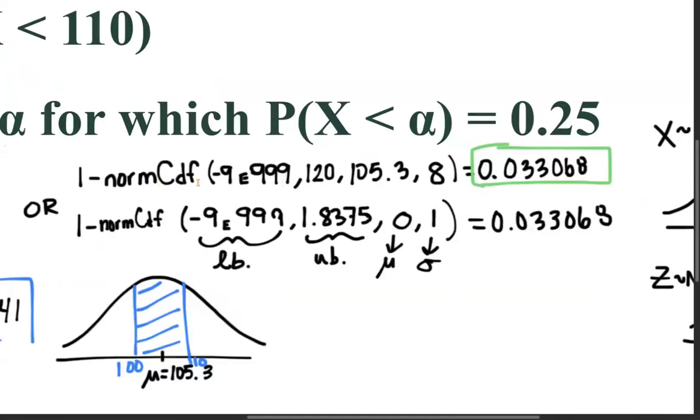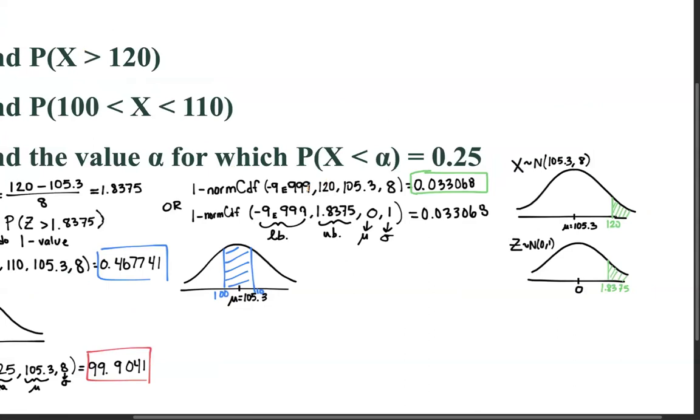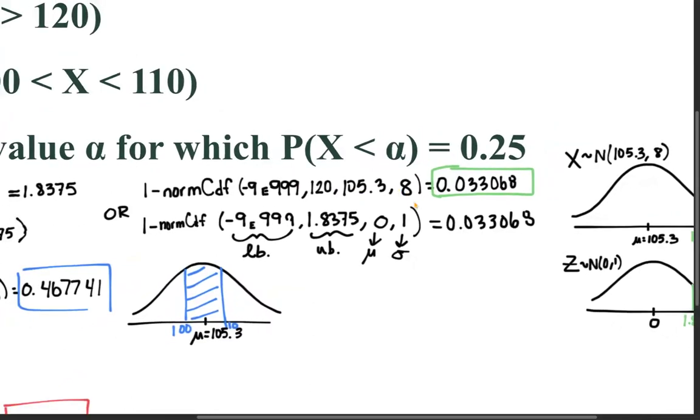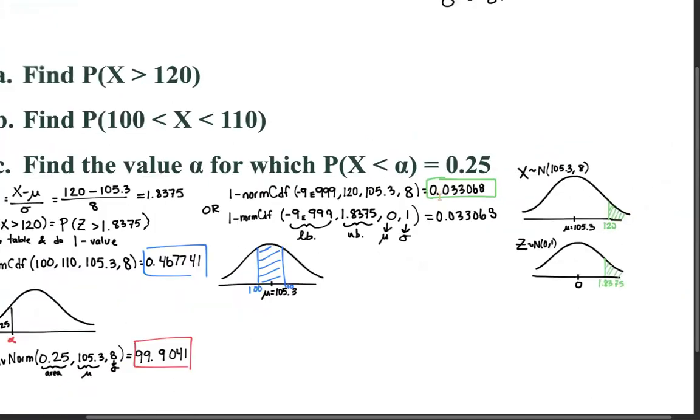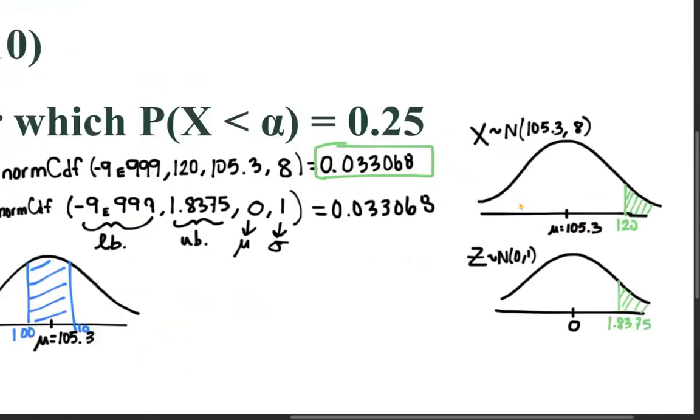Then the upper bound would be 120. And then we would have the mean, which is 105.3, and the standard deviation of 8. That gives you 0.033068. So you would do 1 minus this value. The reason you do 1 minus that value is because it works from left to right, giving the area under the curve.